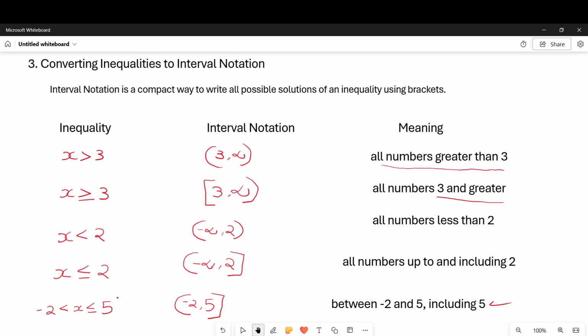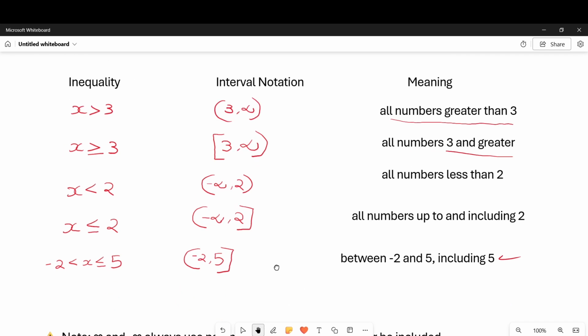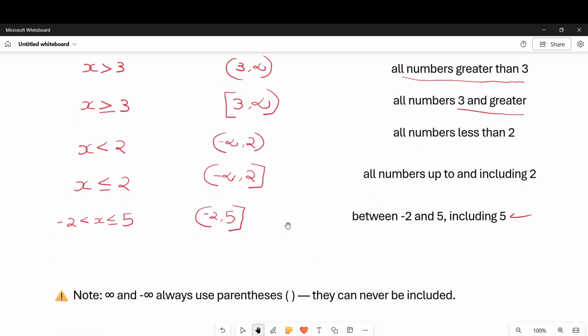Okay. And one more thing we need to keep in mind. I already explained: note that infinity and minus infinity always use an open bracket. Why? They can never be included. We cannot include infinity and minus infinity because it's an unlimited, going process. There is no end point, there is no fixed point. So always keep in mind, whenever infinity comes on your left side or right side, you must use an open bracket.